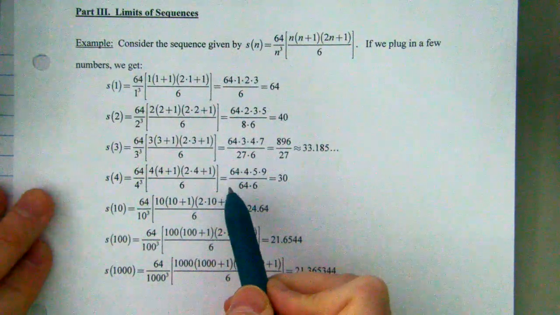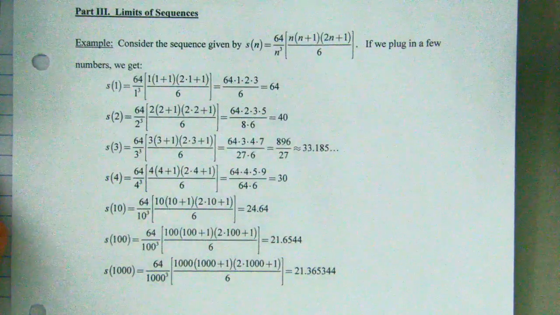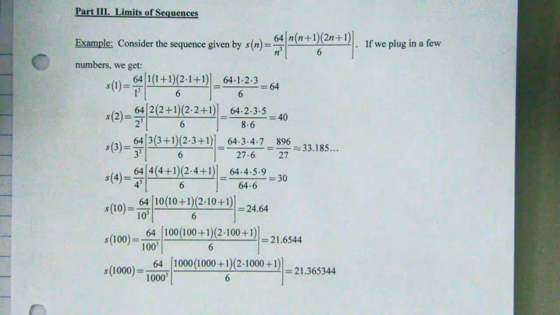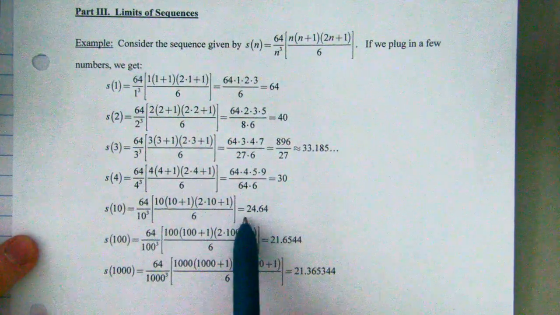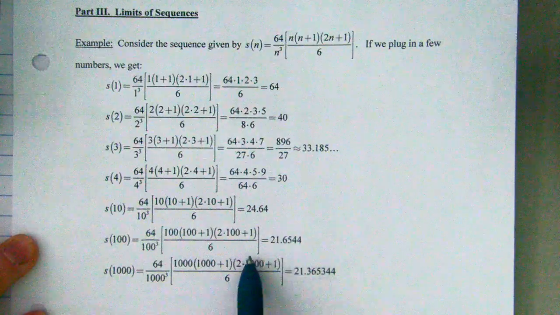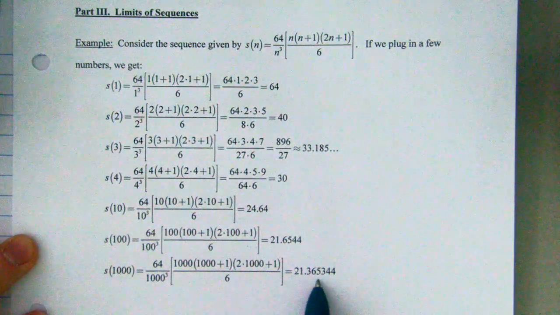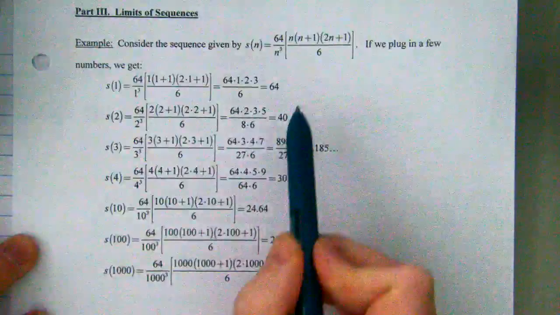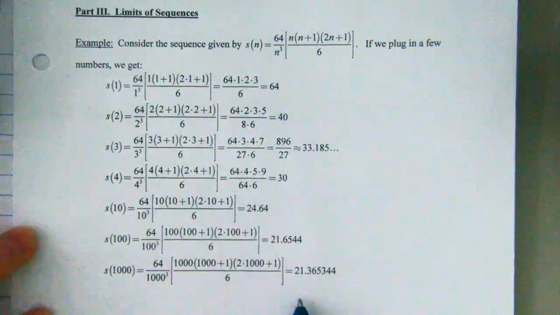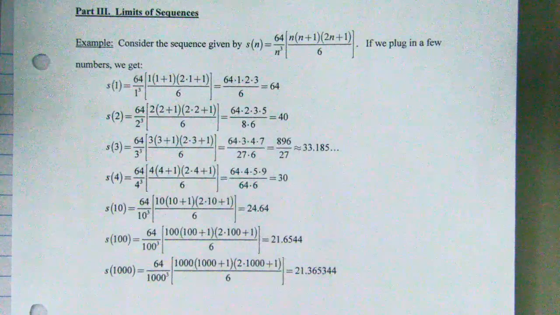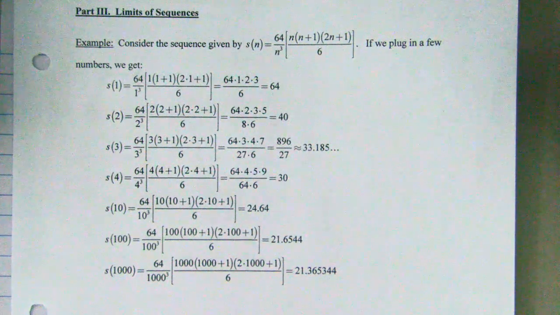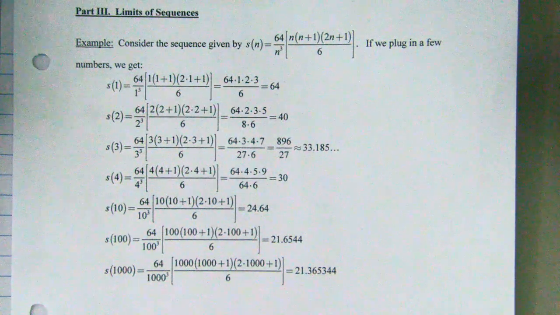What I want to figure out is what happens as n, the term in our sequence, gets really big. You plug in 10, you get 24.64. You plug in 100, 21.6544. Plug in 1,000, 21.365344, and so on. And what you should see is these are kind of leveling out. And I want to see, as n gets really, really big, what is this sequence approaching?